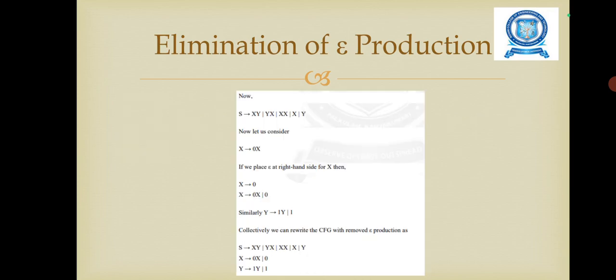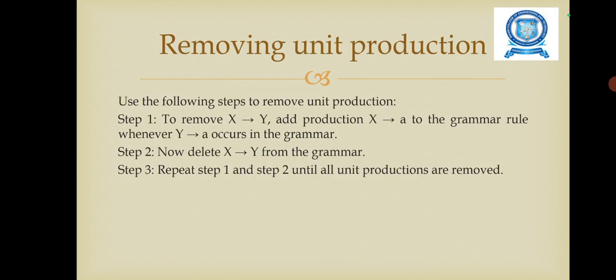Then next we are going to see the removal of unit production. Unit productions are the productions in which one non-terminal gives another non-terminal. Using the following steps, you are going to remove the unit production. In step 1, you have to add X tends to a to the grammar rule whenever Y tends to a occurs in the grammar. Now delete X tends to Y from the grammar. Repeat steps 1 and 2 until all unit productions are removed.